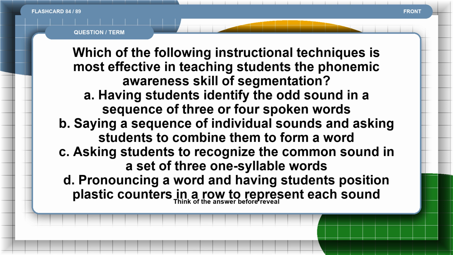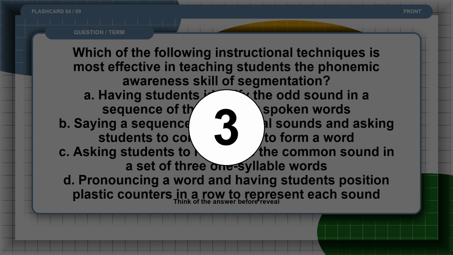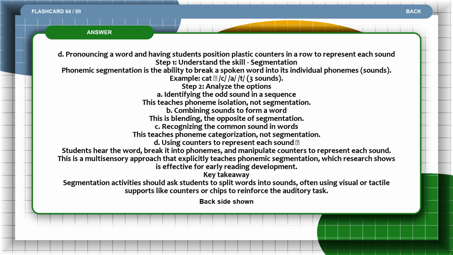Pause and think of the answer before the reveal. The answer is D. Pronouncing a word and having students position plastic counters in a row to represent each sound. Step 1. Understand the skill, segmentation. Phonemic segmentation is the ability to break a spoken word into its individual phoneme sounds. Example: cat leads to /c/ /a/ /t/, 3 sounds. Step 2. Analyze the options.